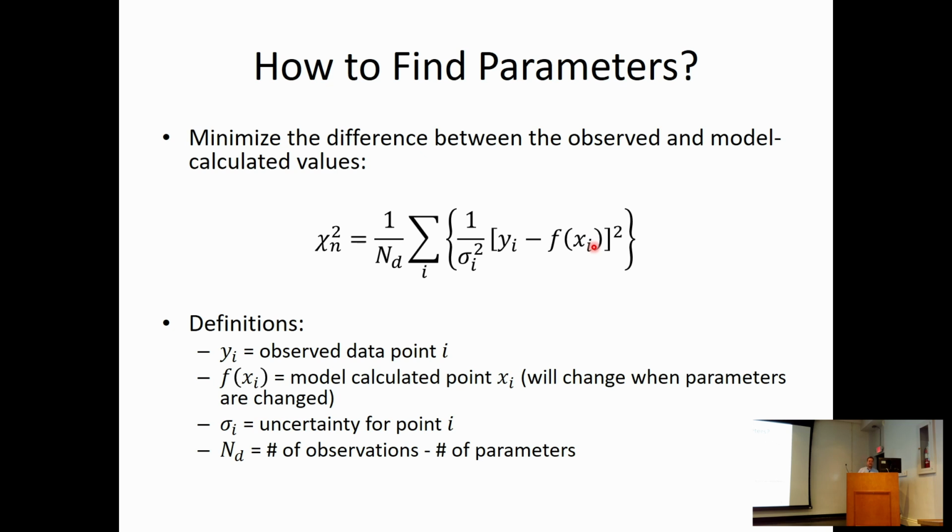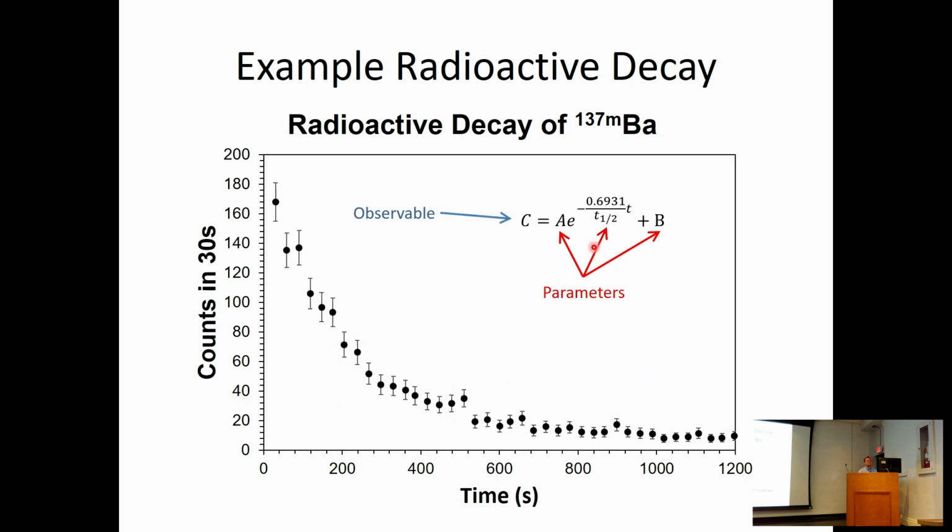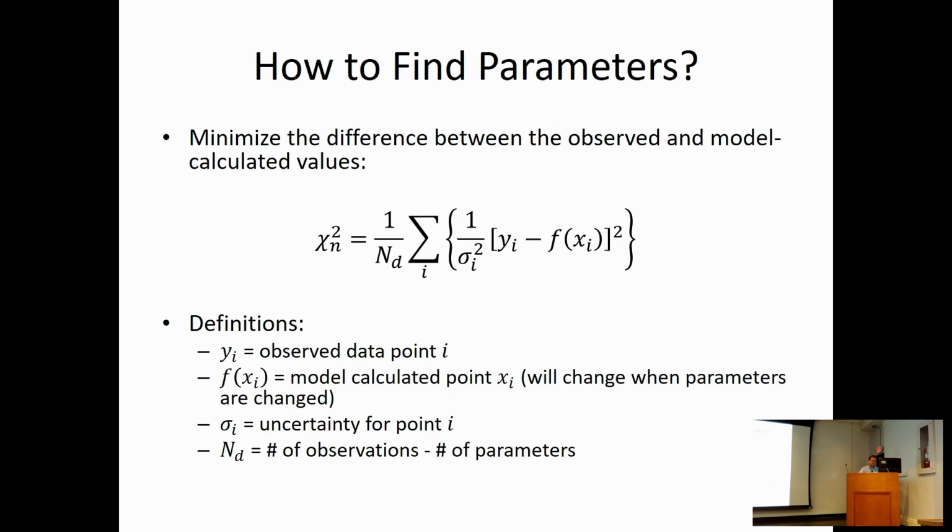And so let's go back. We're going to do everything in the context of this barium decay. Again, this is going to be our model, F of A, the half-life, and B. If I choose a value of A of 1, a half-life of 120 seconds, and B of 50, that's going to be some model. You can imagine I could just draw that on the screen. And that's where we're going to go into Excel and start playing around.